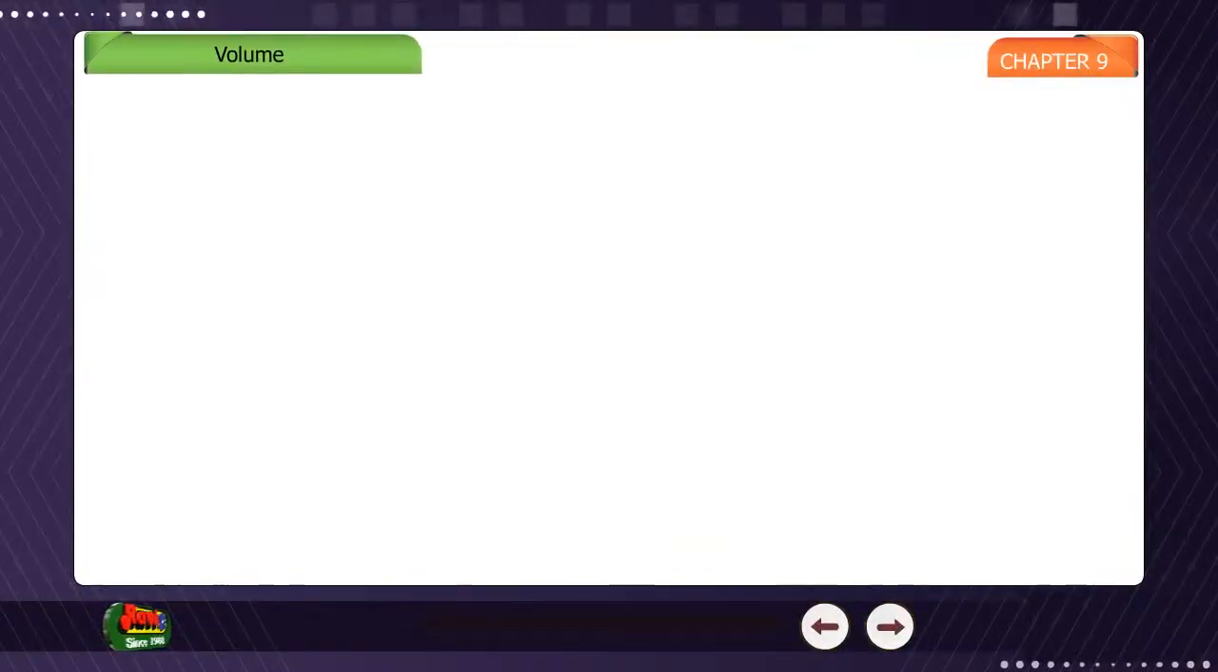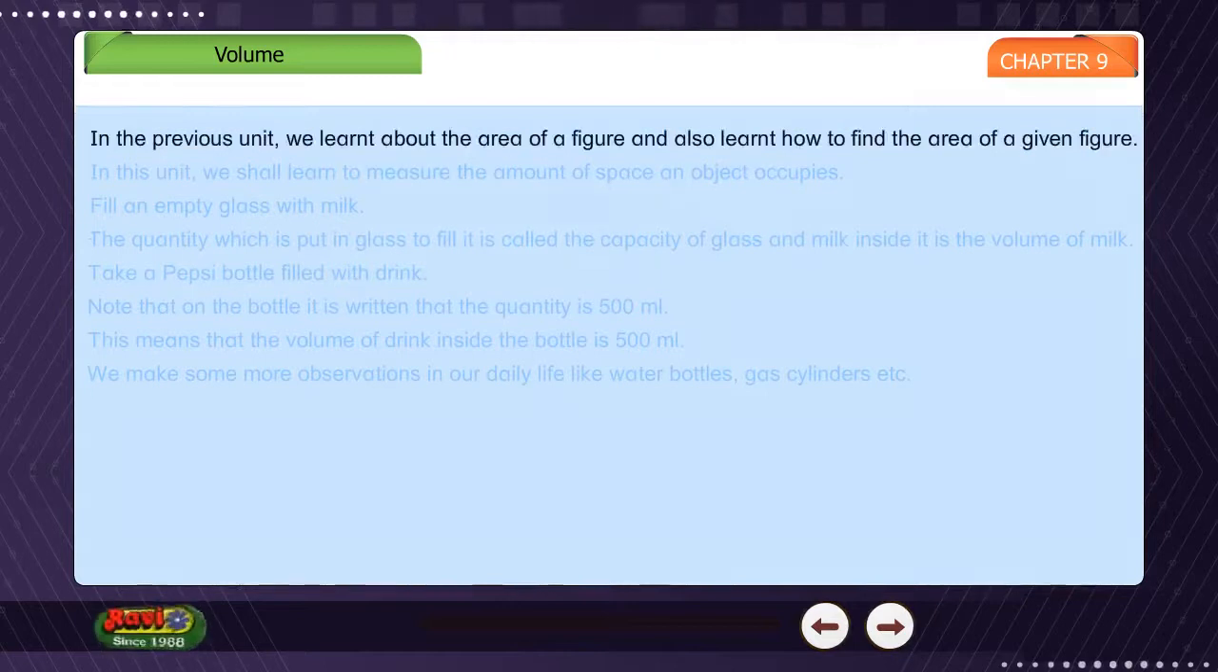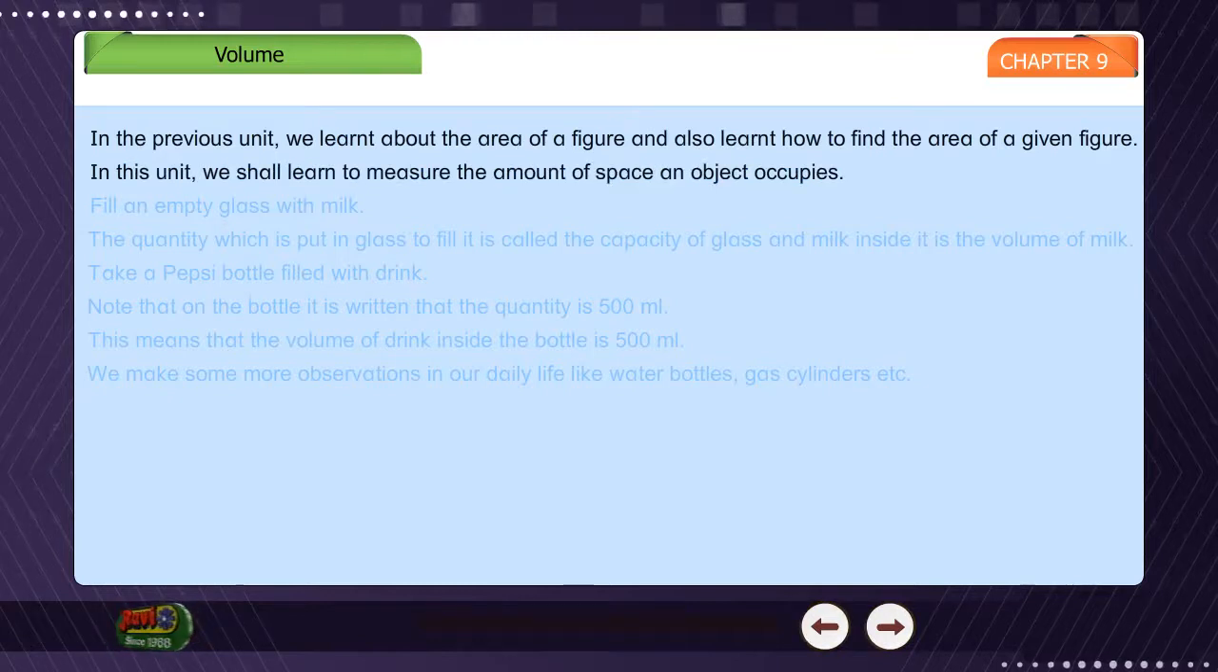Chapter 9: Volume. In the previous unit, we learnt about the area of a figure and also learnt how to find the area of a given figure. In this unit, we shall learn to measure the amount of space an object occupies.